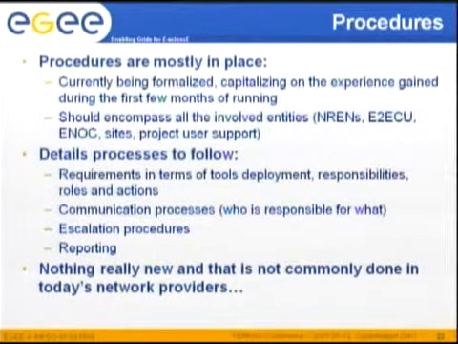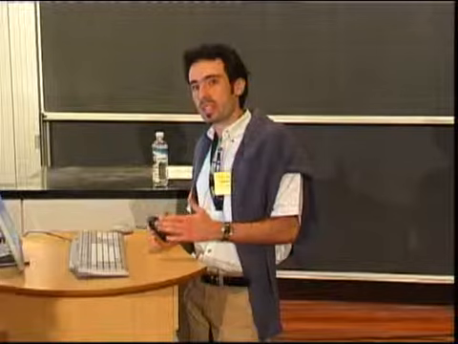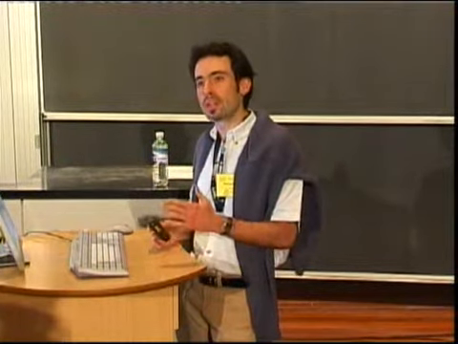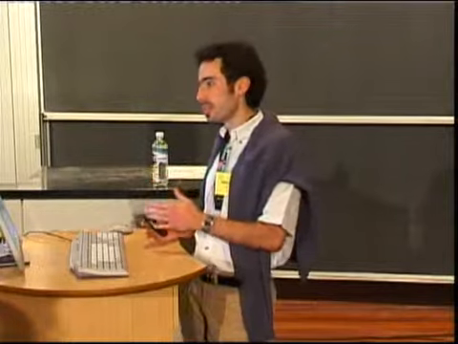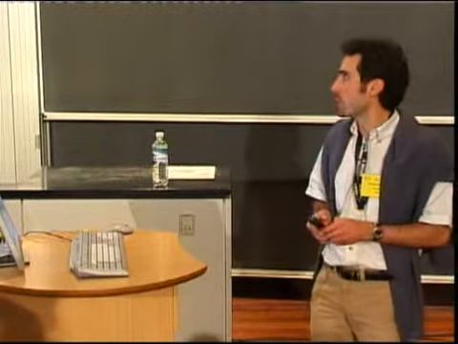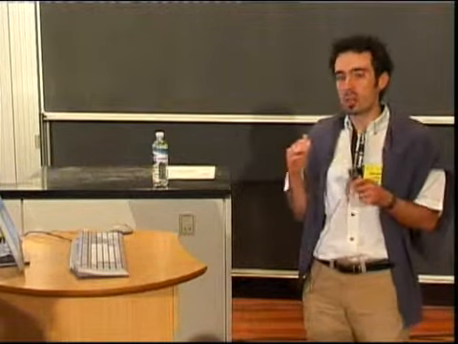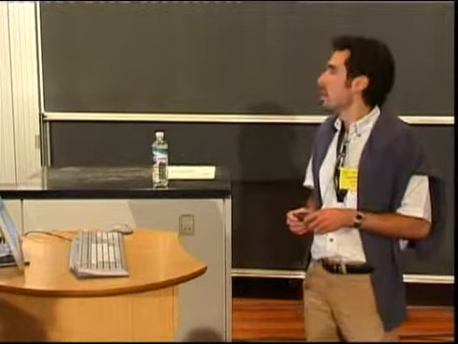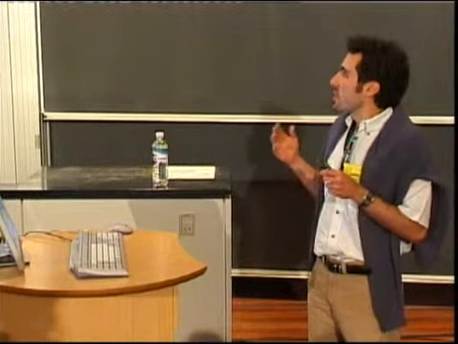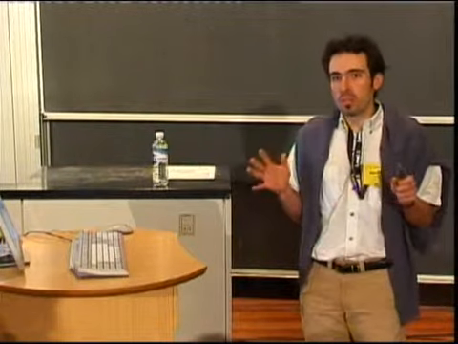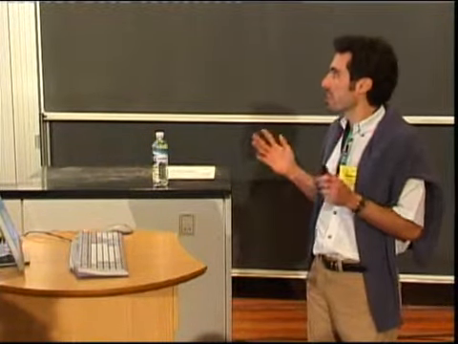Concerning procedures, we more or less know the procedures we are following currently, but we need to formalize exactly what the exact path, the exact process each team has to follow in case of an incident, a maintenance, whatever can happen in this network. So we are currently formalizing this in a document, an operation handbook, we call it. And this should tackle all the entities and all the kinds of events that can happen in this network.